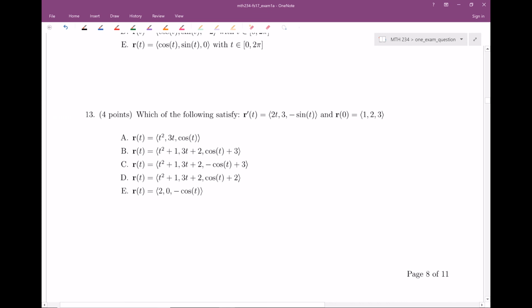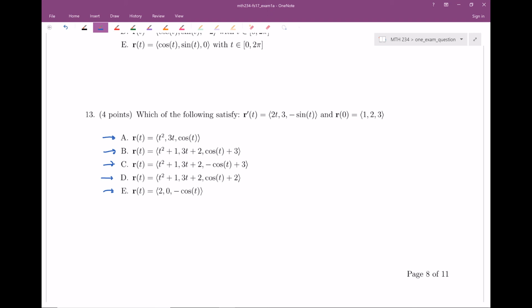We would like to figure out which of the following satisfies that its derivative is equal to 2t, 3, negative sine t, and if you plugged in 0, you would get out 1, 2, 3. Okay, because this is a multiple choice question, you could go through each one of these options, take the derivative of it, and plug in 0 and see if it satisfies those two things. Or, assuming that it's a standard response question, we could try to derive one of these answers.